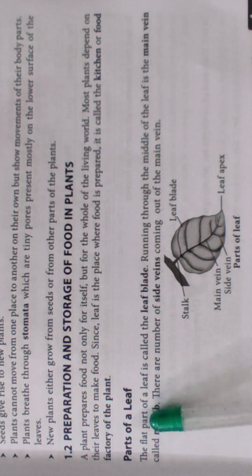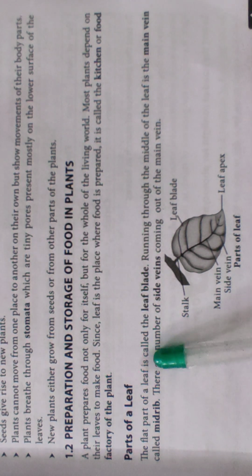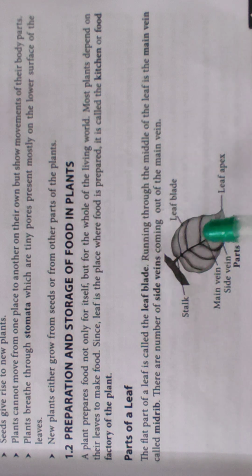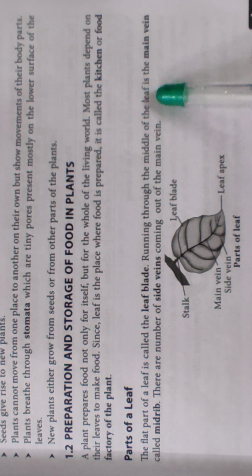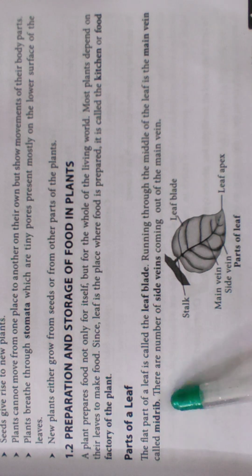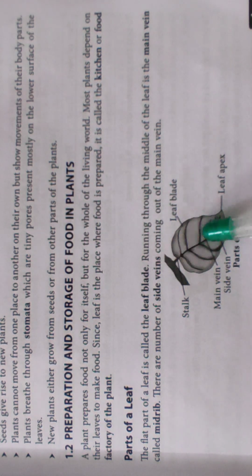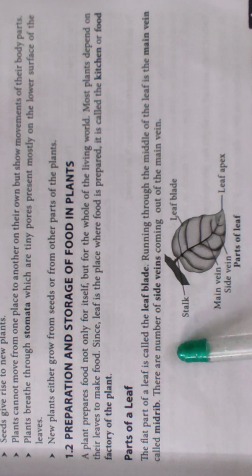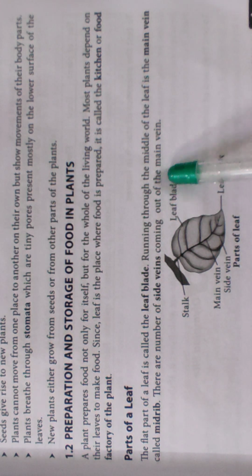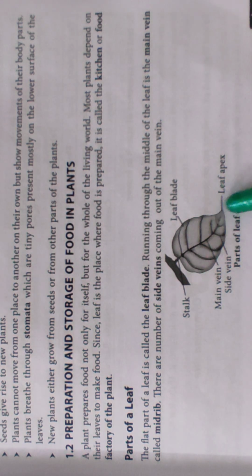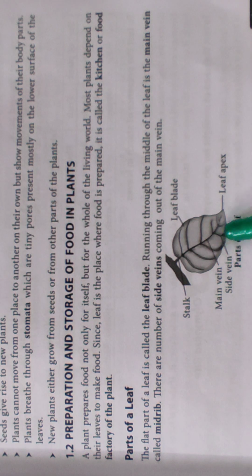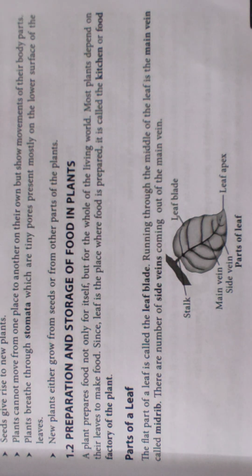Now see, the flat part of a leaf is called the leaf blade. Running through the middle of the leaf is the main vein called the midrib. So this middle vein is called the midrib. There are a number of side veins coming out of the main vein. So this is the structure of a leaf.